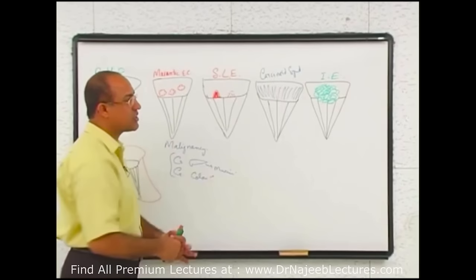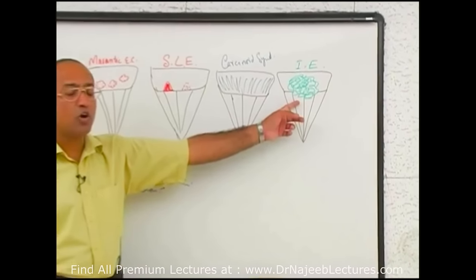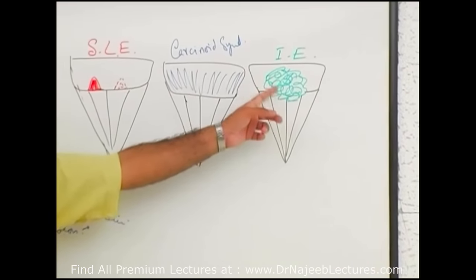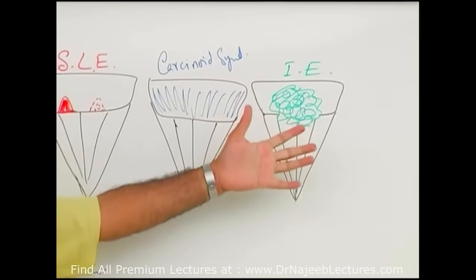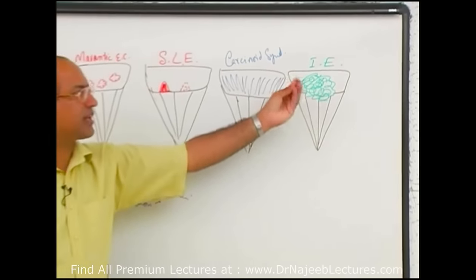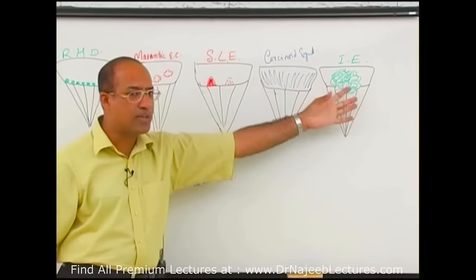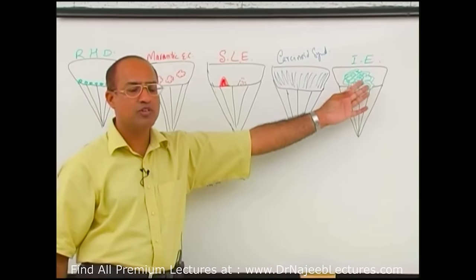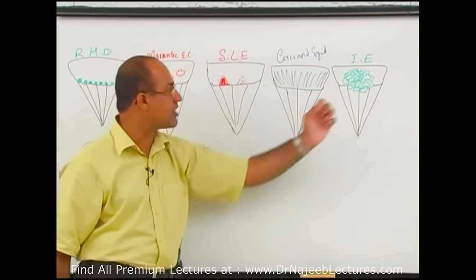Infective endocarditis vegetations may be small, one or more, but usually they are rapidly growing, they break away, they disintegrate, and they're destructive, ulcerative, and septic, and they can produce septic emboli or metastatic abscesses.